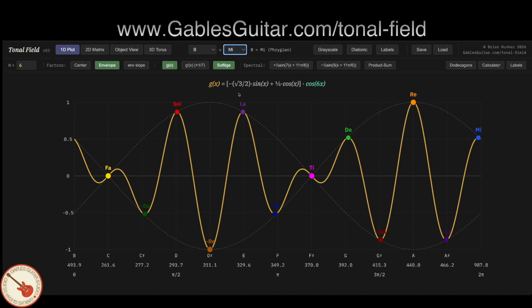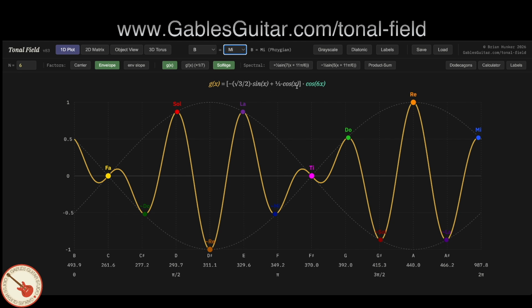The G of X equation here is getting a little bit complex when I move it to some of these rotations because it's dynamically updating based on what would really make that part of the curve be 0. So there's these phase shift components. And that also is telling. It's showing us here that at Mi mode, G of X equals negative square root of 3 over 2 times sine X plus 1/2 cosine X times cosine 6X.